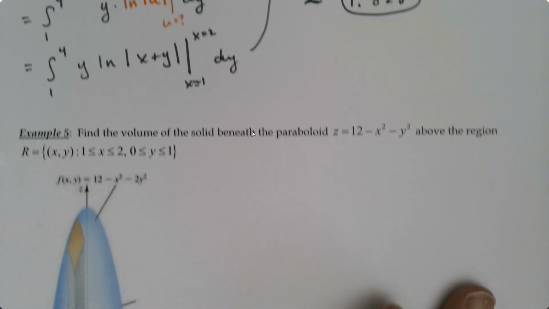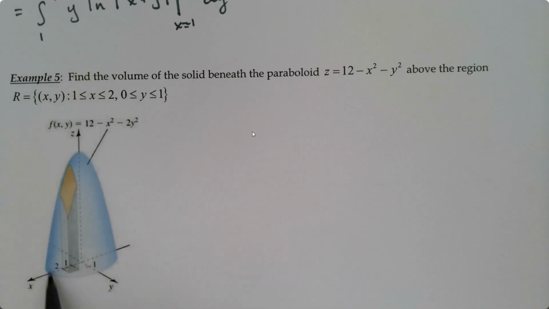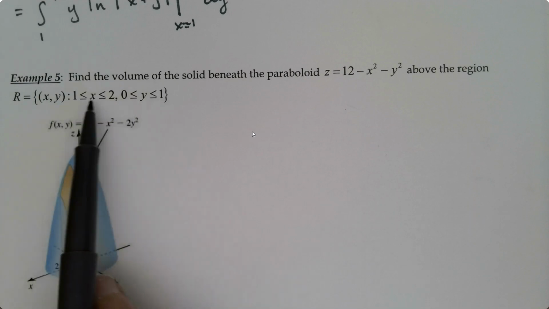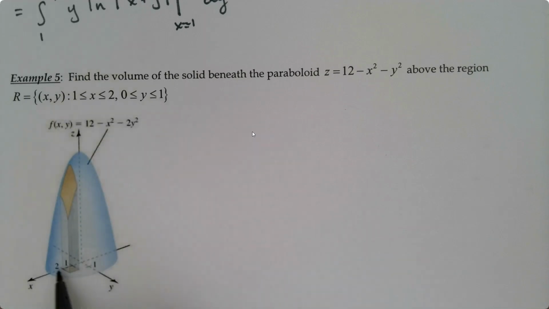All right, let's do it again. So we're going to find the volume of the solid beneath the paraboloid, right here, 12 minus x squared minus y squared, but above the region here, right? So we're going from 1 to 2 for our x and 0 to 1 for our y. So just this little section of it. You can see it's very small.